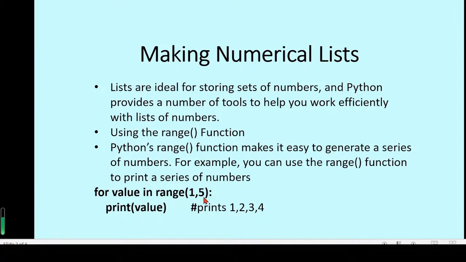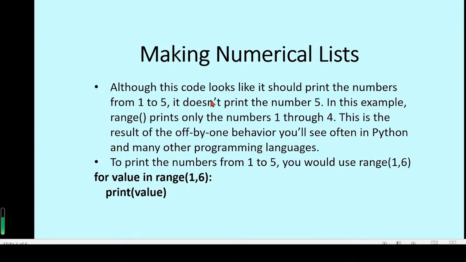The range 1 to 5 will print a number from 1 to 4. Then for each value of this 1 to 4 will print out. So although this code looks like it should print the numbers from 1 to 5, it doesn't print the number 5. In this example, range prints only the numbers 1 through 4. This is the result of off by 1 behavior you will see often in Python and many other programming languages.